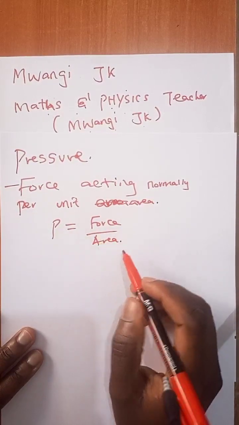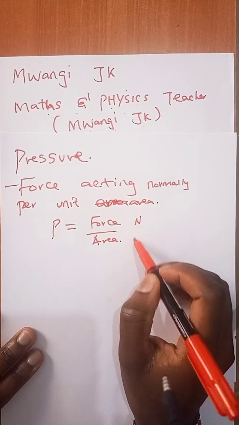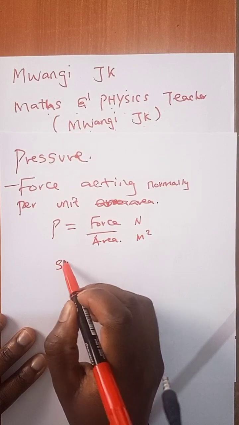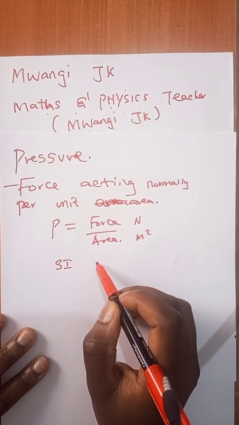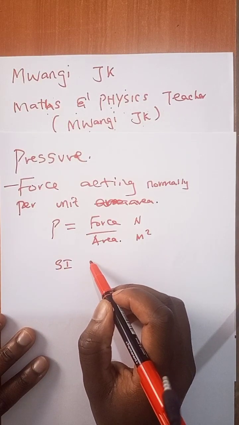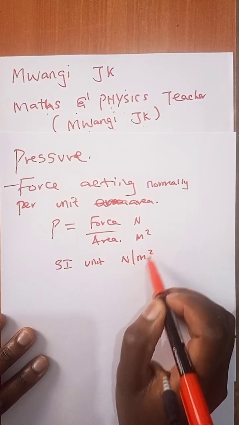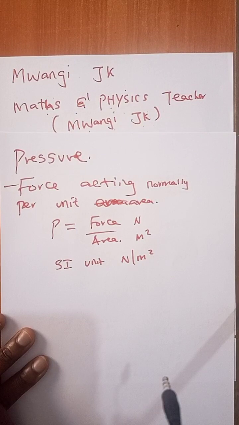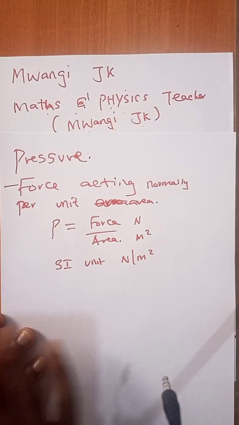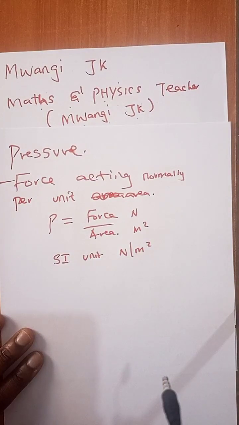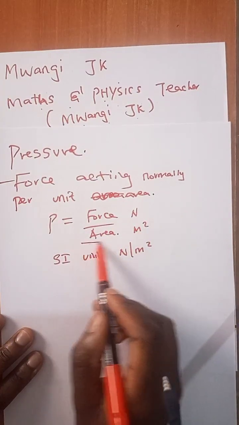The SI unit of force is Newton, and the SI unit of area is meters squared, and therefore the SI unit of pressure is Newton per meter squared. So when you are calculating pressure in solids, we should use this formula.